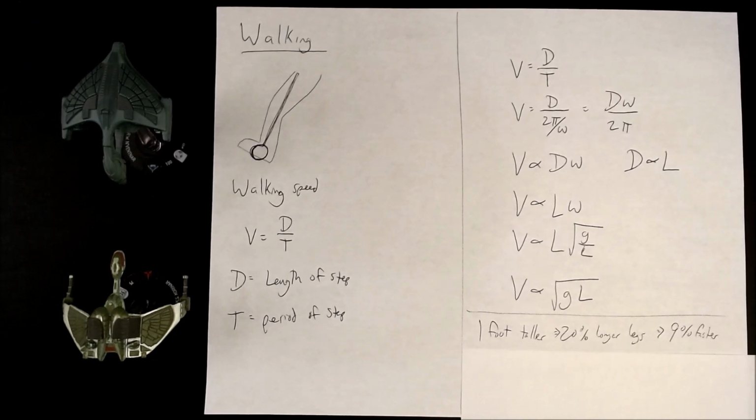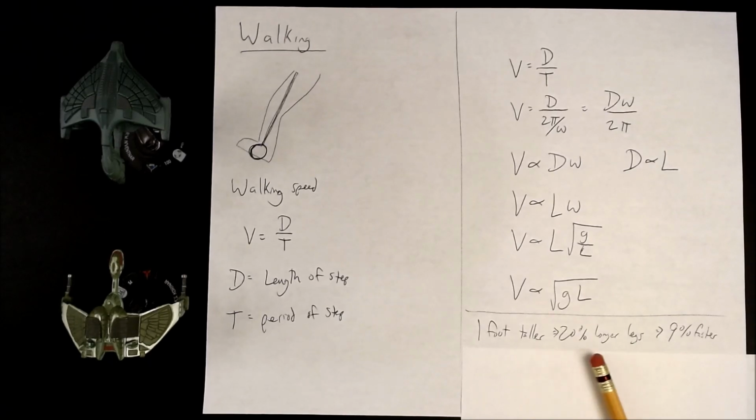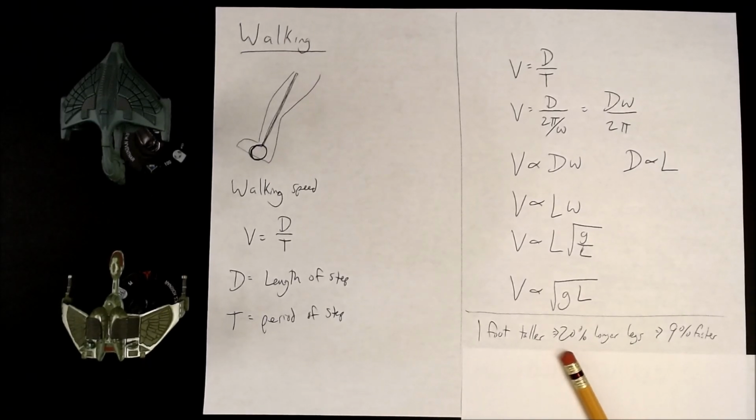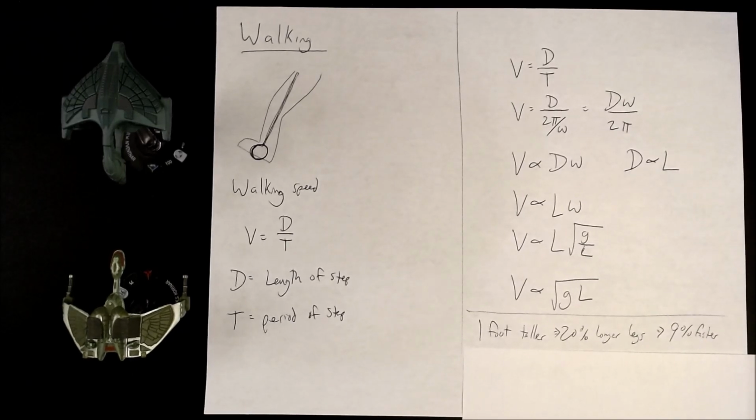I have a lot of friends that are a little bit shorter than me. If I was a foot taller than someone, that would also make me about 20% taller than that person, just assuming 6 feet versus 5 feet kind of thing. And so if I'm 20% taller, that means that I have 20% longer legs. So if I have 20% longer for L, that means that my velocity is going to be 9% faster.